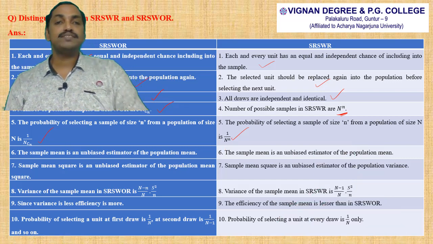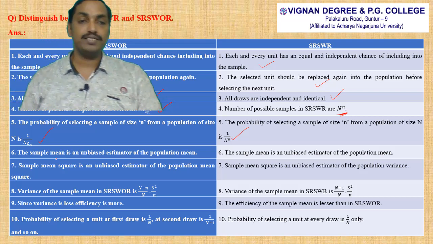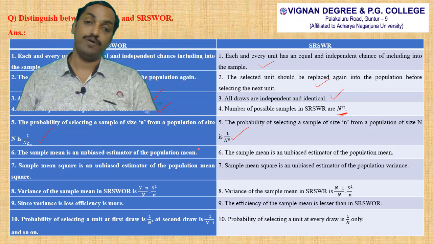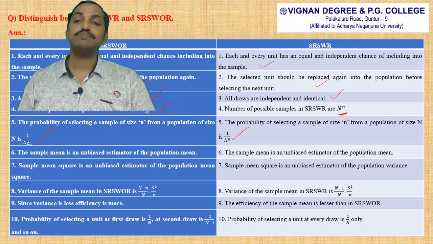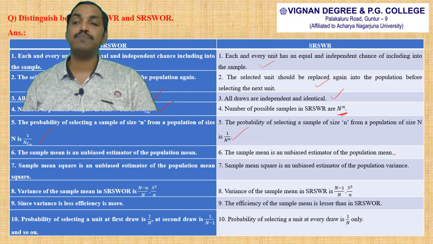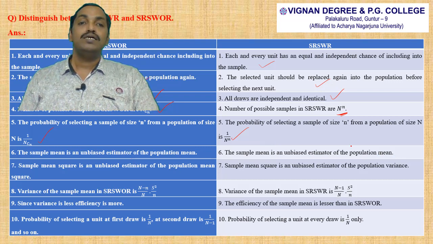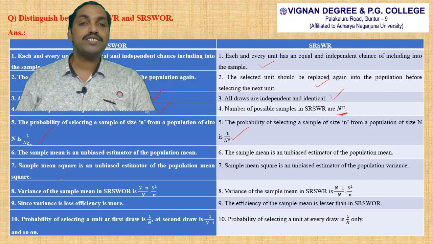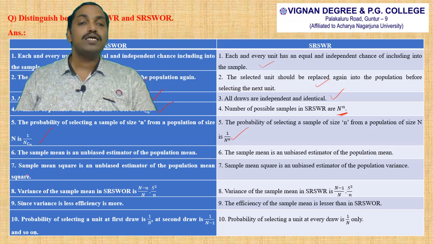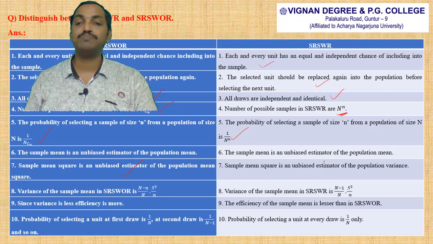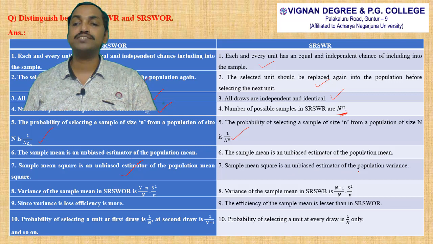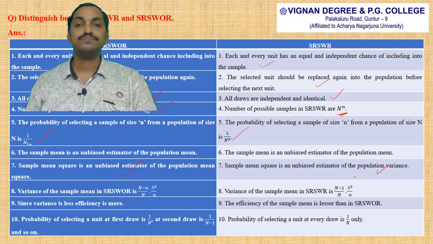The sixth one is, in simple random sampling without replacement, the sample mean is an unbiased estimator of the population mean. Whereas in simple random sampling with replacement, also the sample mean is an unbiased estimator of the population mean. Seventh one is, in simple random sampling without replacement, the sample mean square is an unbiased estimator of the population mean square. Whereas in simple random sampling with replacement, the sample mean square is an unbiased estimator of the population variance.